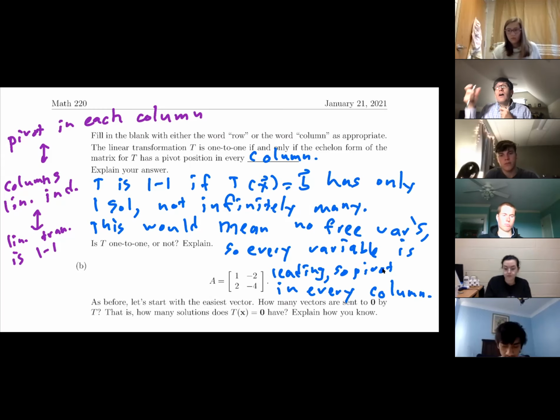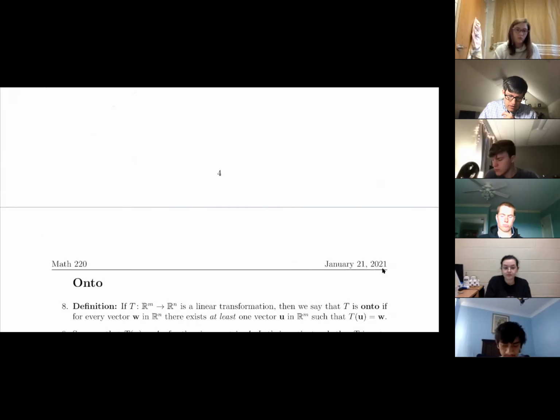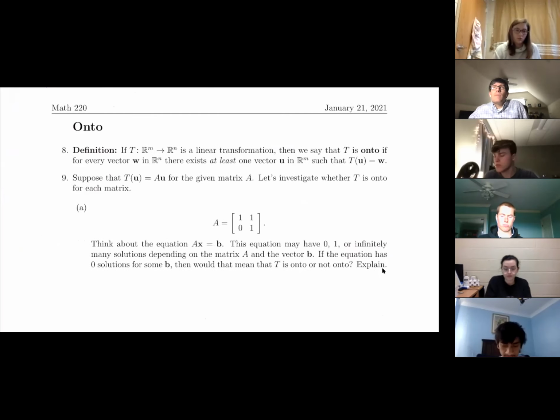Okay. So we're almost out of time, so I want to stop here. Before I do, one thing that we have not looked at yet is the idea of onto. Okay. So onto is a very different idea. I will say though that we recognize that one-to-one is connected to the idea of a pivot in every column. Anybody want to make any predictions about what onto is related to?